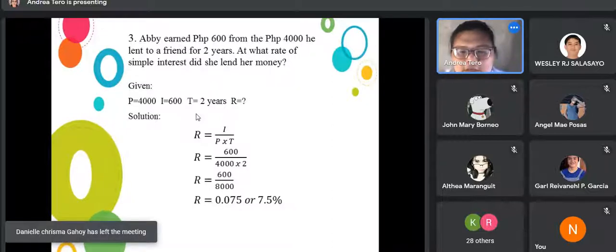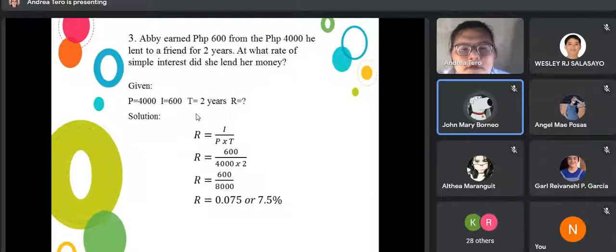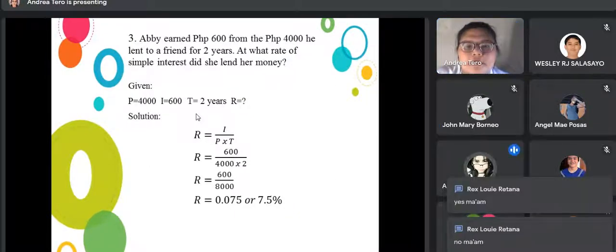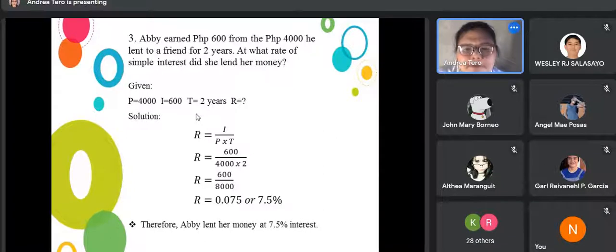How will you convert decimal to percent? Times 100. You can multiply it by 100 or just move the decimal point two places to the right. Understood, class? Yes, ma'am. Any questions on the problem? None so far, ma'am. So therefore, Abby lent her money at 7.5%.